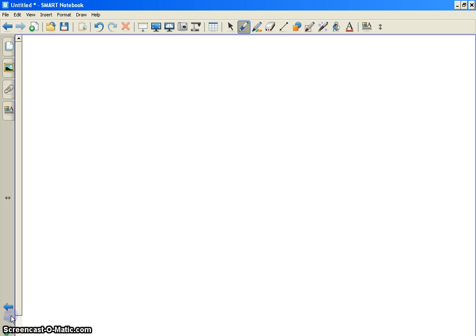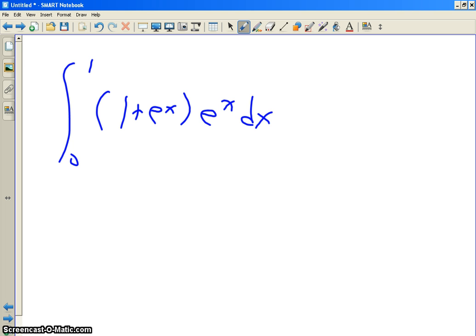The definite integral from 0 to 1 of 1 plus e to the x times e to the x dx. Now, how do you anti-differentiate that analytically? I'll give you a hint. It's a u. You can do it by u sub or you can do it by distribution. Let's distribute. Well, I want to do a u sub.